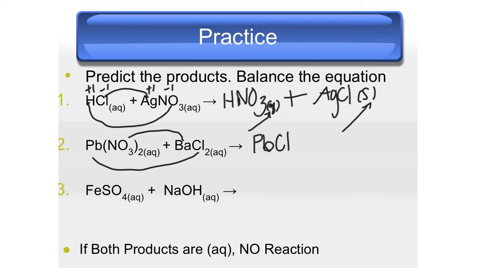Notice how I didn't bring the 2 over there because the 2 was there in order to balance it. Now, I don't know if I need it yet or not. And then now I'm going to put the barium with the nitrate. And again, I'm not adding any subscripts yet because I don't know if I need them until I go look at my ion sheet. Now, if we look at our ion sheet, we're going to see that lead can be a +2 or a +4.